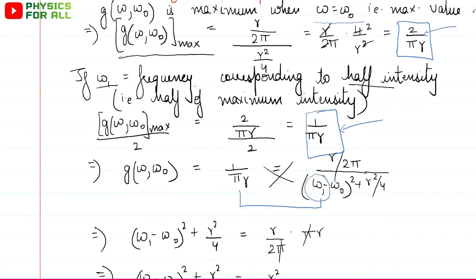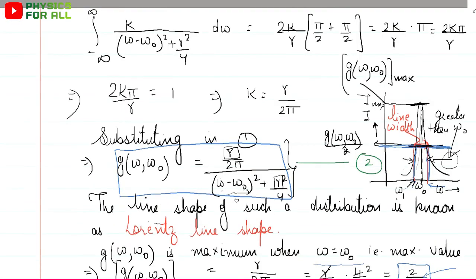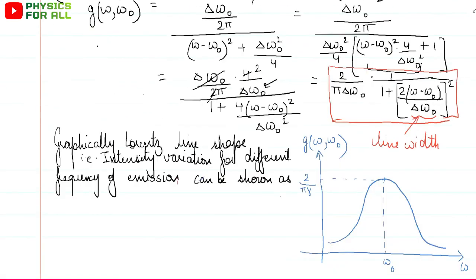And now the next one. The next was for frequency omega 1, which corresponds to half intensity. That means half of maximum intensity. In that case, we had g(omega, omega naught) maximum by 2, half of this value. And this value is 1 upon pi gamma. So just write down this value. We can write it here. So this is the half of the intensity. So this is 1 by pi gamma. Now this corresponds to omega 1.